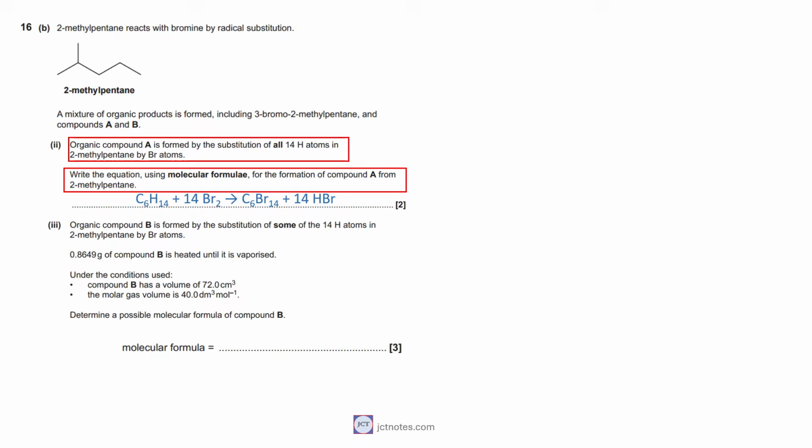In the third question, we have that organic compound B is formed by the substitution of some of the 14 hydrogen atoms in 2-methylpentane by bromine atoms.